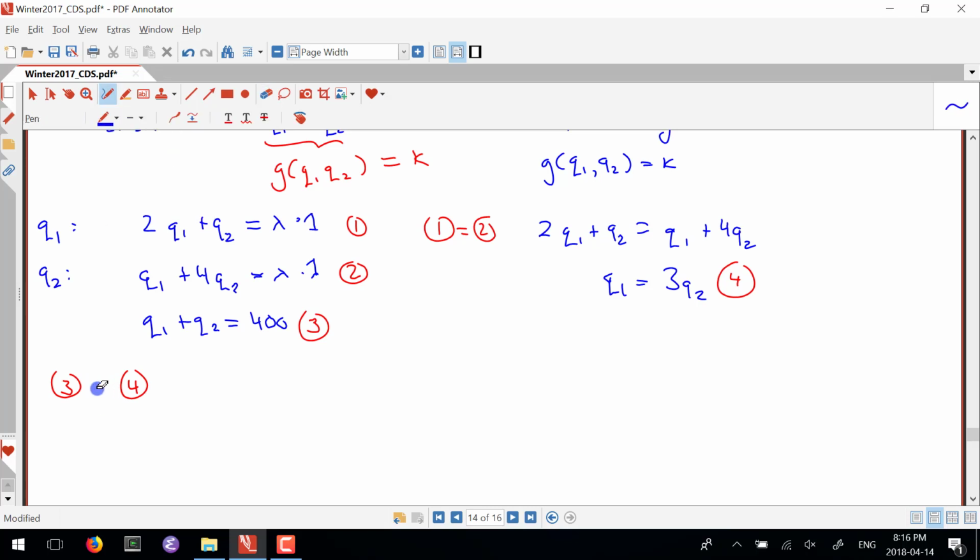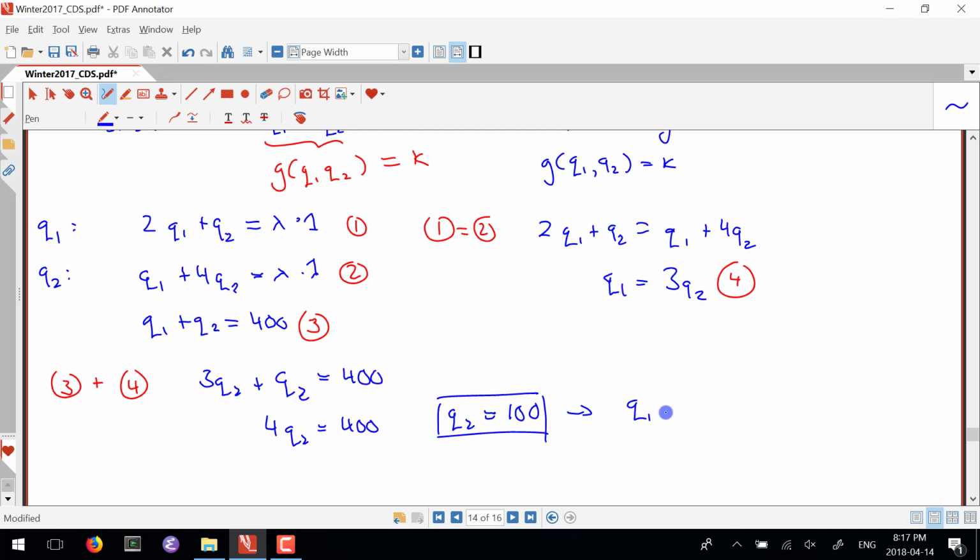It's actually 3, 1 plus 4. That will give us q1, but that's 3 q2s. Let's use that instead. Plus q2 equals 400. And so that's 4 q2 is 400, or q2 equals 100. Then we can go and find our q1, which is 3 q2s or 300.